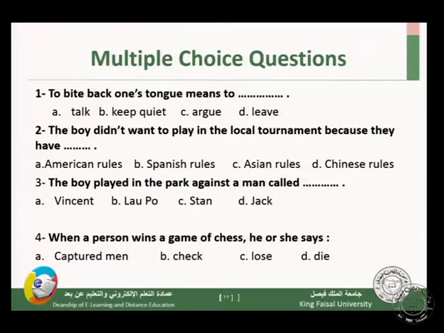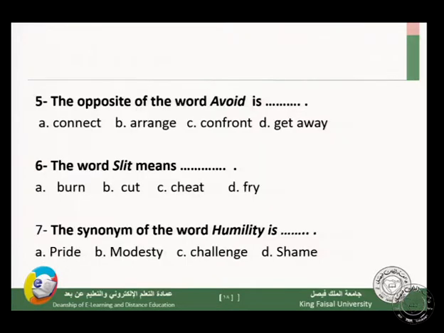Number 4. When a person wins a game of chess, he or she says. Captured man, lose, die, or check. The answer is B, check. When a person wins a game of chess, he or she says check. B. Okay, number 5. The opposite of the word avoid.